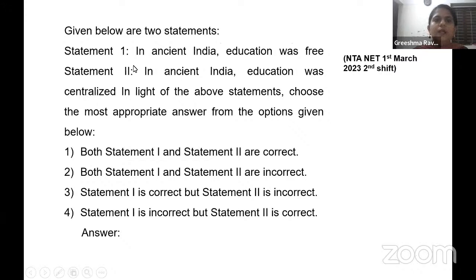Okay, so next question. Given below are two statements. Statement 1, in ancient India, education was free. Statement 2, in ancient India, education was centralized. In the light of the above statements, choose the most appropriate answer from the options given below. Okay, so what is the answer? Okay, YouTube babies, answer fast.